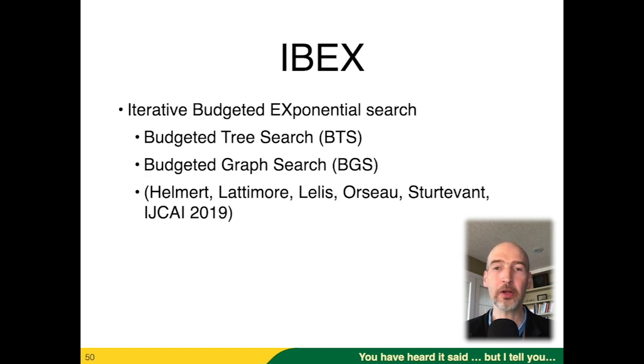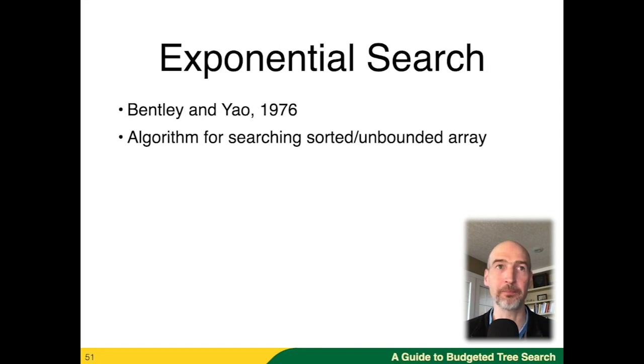Okay. But we're going to look at a variant of that. So at a higher level, we have this algorithm called IBEX. IBEX is iterative budgeted exponential search. And this is really a general framework for solving problems where we don't know what cost to use. And there are 2 variants of this, budgeted tree search and budgeted graph search. I'm just going to talk about the graph search variant here. This was published in 2019 at IJCAI.